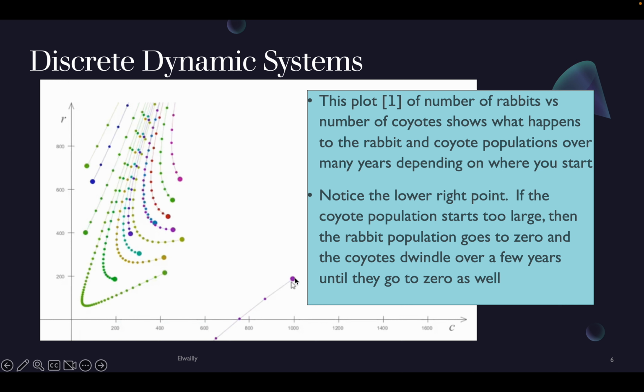As an extreme example, if you have a whole lot of coyotes, then the number of rabbits will go to 0, and then the coyotes will eventually go extinct.